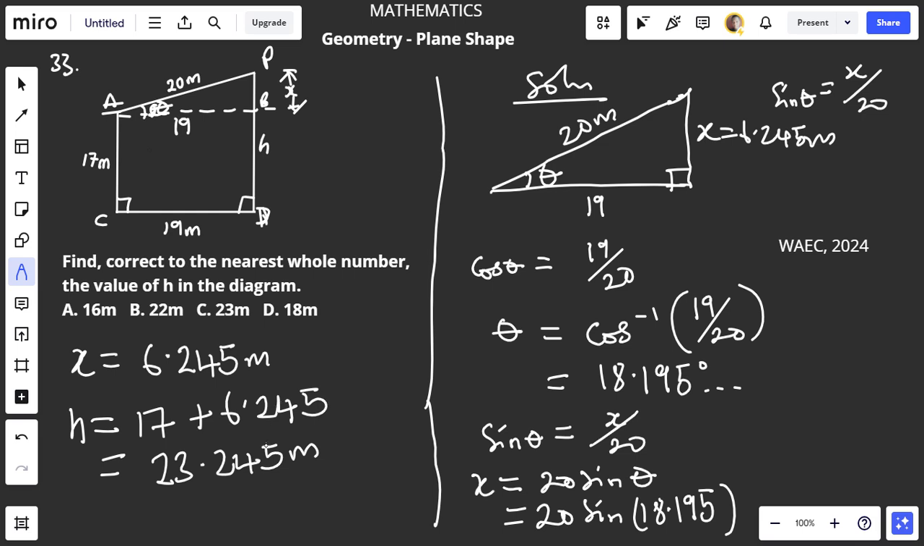Correct to the nearest whole number means they don't want a decimal number. So we should get rid of the decimal number. How do we do that approximation? The whole number here is 23. After the decimal point, we look at the next number. Is it up to 5? No. If it was up to 5, we would have added 1 to make it 24. But since it's not up to 5, we round it to 23. So that's the nearest whole number. So our answer is C. Thank you.